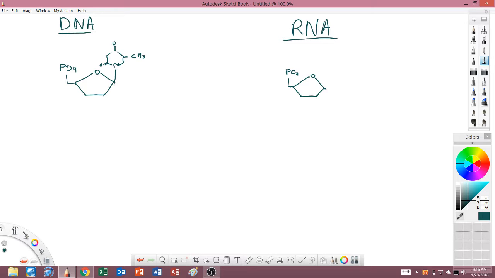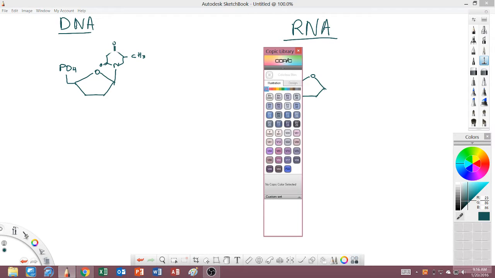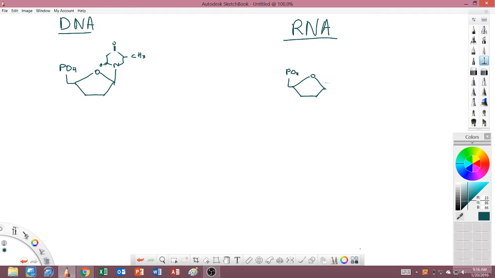So I'm trying to draw one nucleotide of DNA and one nucleotide of RNA. Look at this. What is this? That's crazy. Look at the code. Exciting.